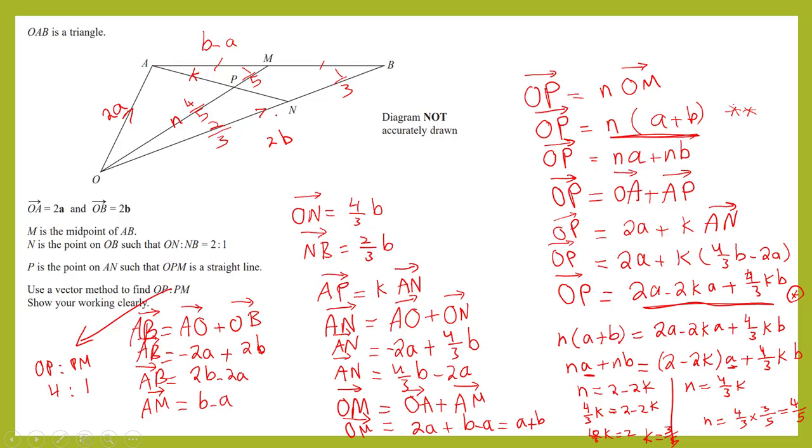We found AN, we found OM, we found AB, we already have OA, and we have OB, and we assume that OP represents N of OM, and we assume that AP represents K of AN. Then we tried to find OP as a part of OM, and then we found OP as a normal vector. We equated them till we got the values. Let's see one more example on this part.